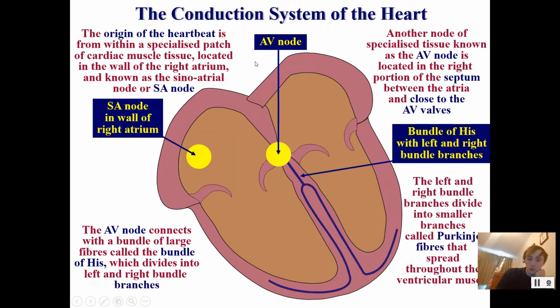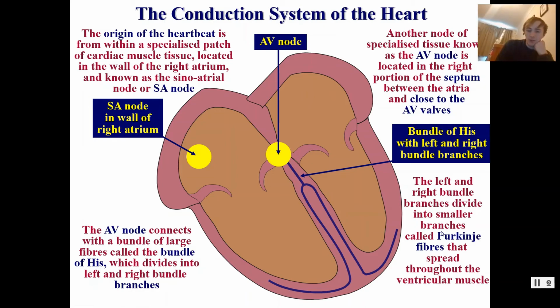Now, they then split into things called Purkinje fibres. Now, Purkinje fibres are basically tiny little fibres that spread all over the ventricles.